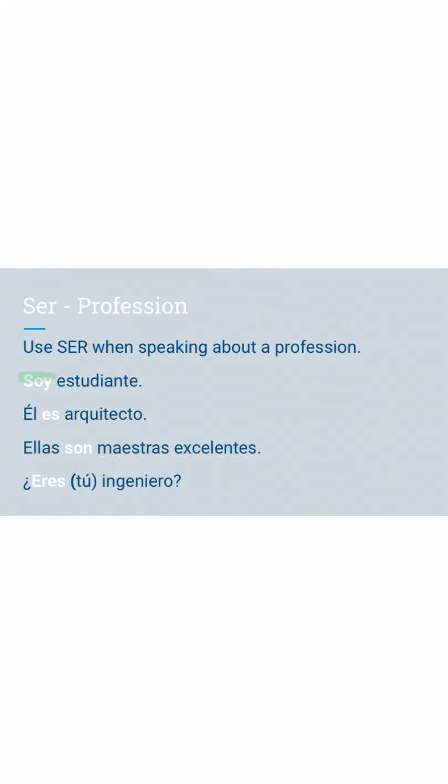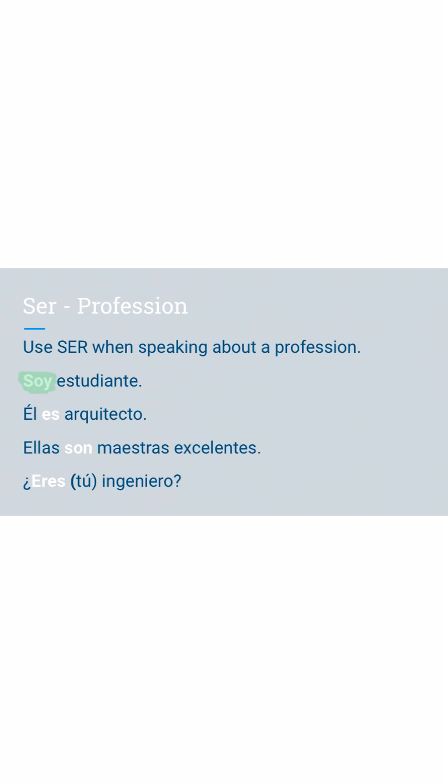We see soy estudiante. Again, it's that unique conjugation. I know that soy belongs to I, so I am, check it out, a student. Now, initially, we might not think that a student would be considered a profession, but think for a second how long you've been a student, right? If you're a senior and you took a kindergarten class, guess what? You are in your 13th year of school. That's pretty permanent, my friends.